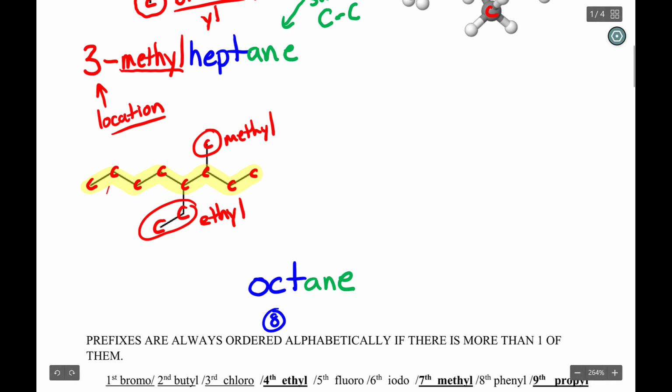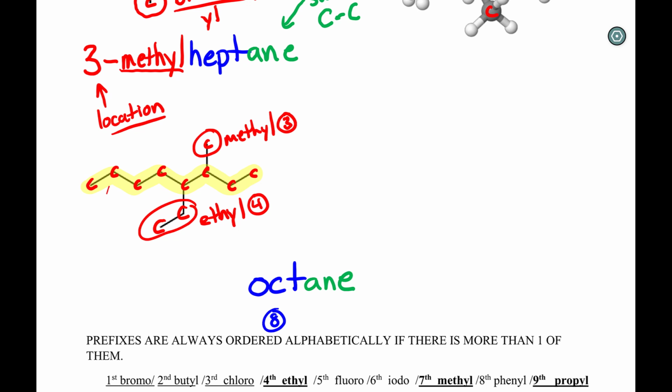Now I do need to number them to keep the first branch as low as possible. So if I was to start numbering the carbons on the left, it would be 1, 2, 3, 4, 5. It would be 5-ethyl, 6-methyl. But if I started on the right and I went back the other way, this would be 1, 2, 3-methyl, 4-ethyl. Now that keeps the numbering as low as possible. So I know that this is a 3-methyl and this is a 4-ethyl.